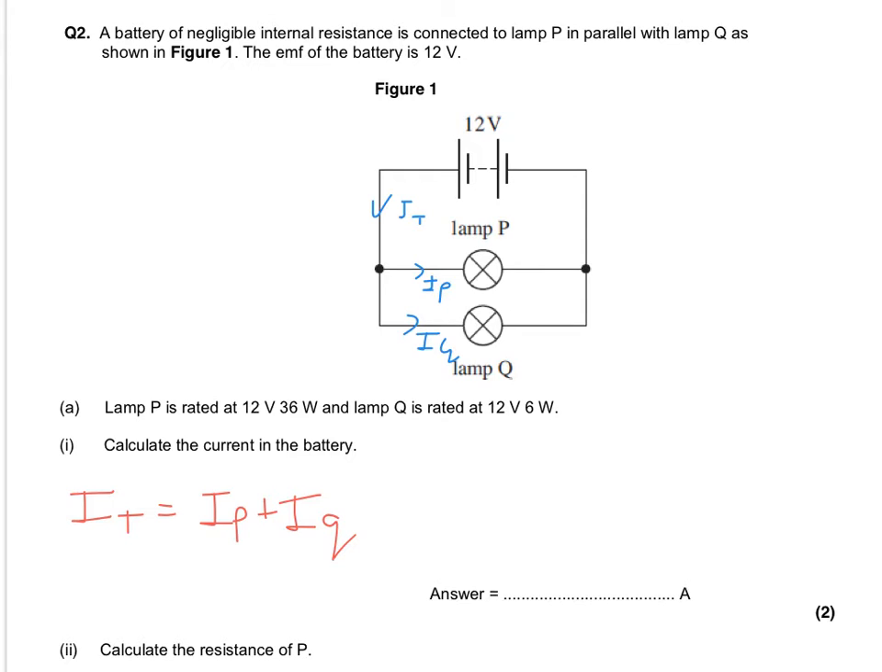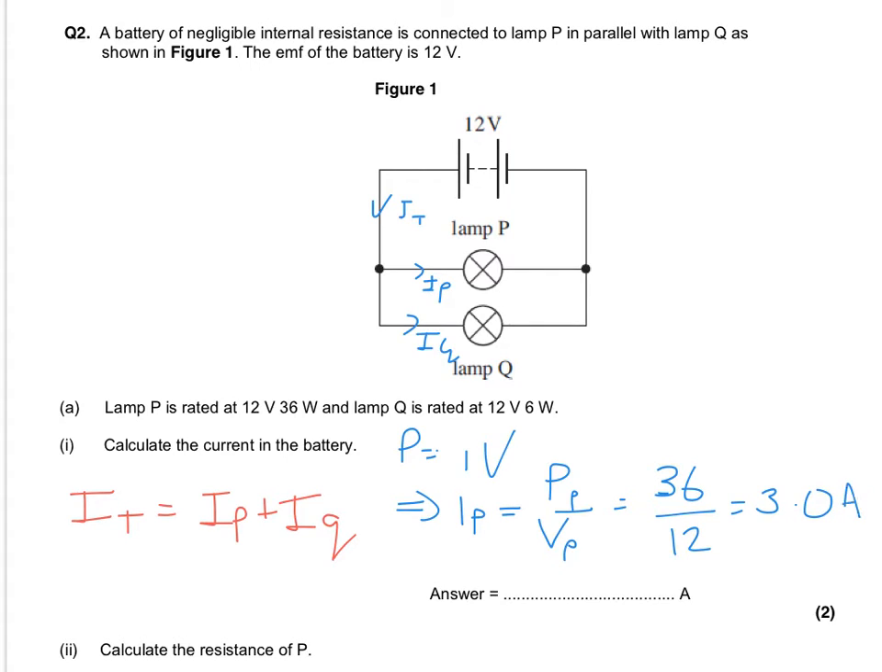So let's do some calculations. We know that P equals IV. This is one of your equations, so I going through P is going to be the power of P divided by the potential difference across P. The power of P is 36, because it tells you it's 36 watts. The potential difference is 12. So you've got 3.0 amps going through P.